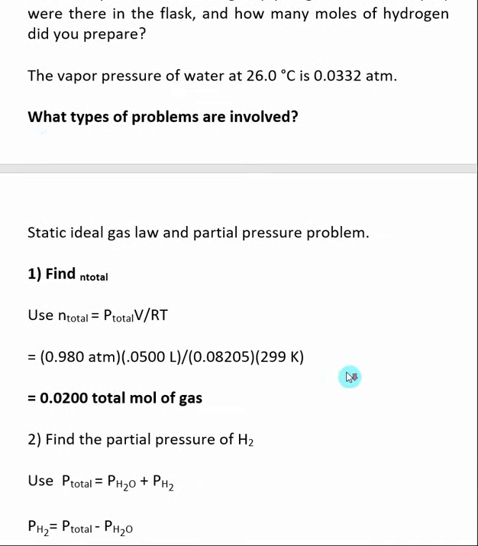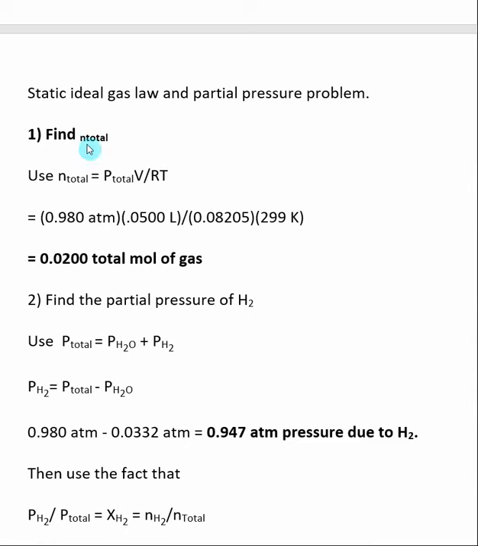In the first step of this problem, we are actually going to use a static ideal gas law problem, and in the second part of this problem we're going to utilize Dalton's law of partial pressure. The first thing we want to do is find the total number of moles inside of our reaction flask. So we use the ideal gas law, PV equals nRT. We solve it for n. n, the total moles of gas, is equal to the total pressure times the volume divided by RT.